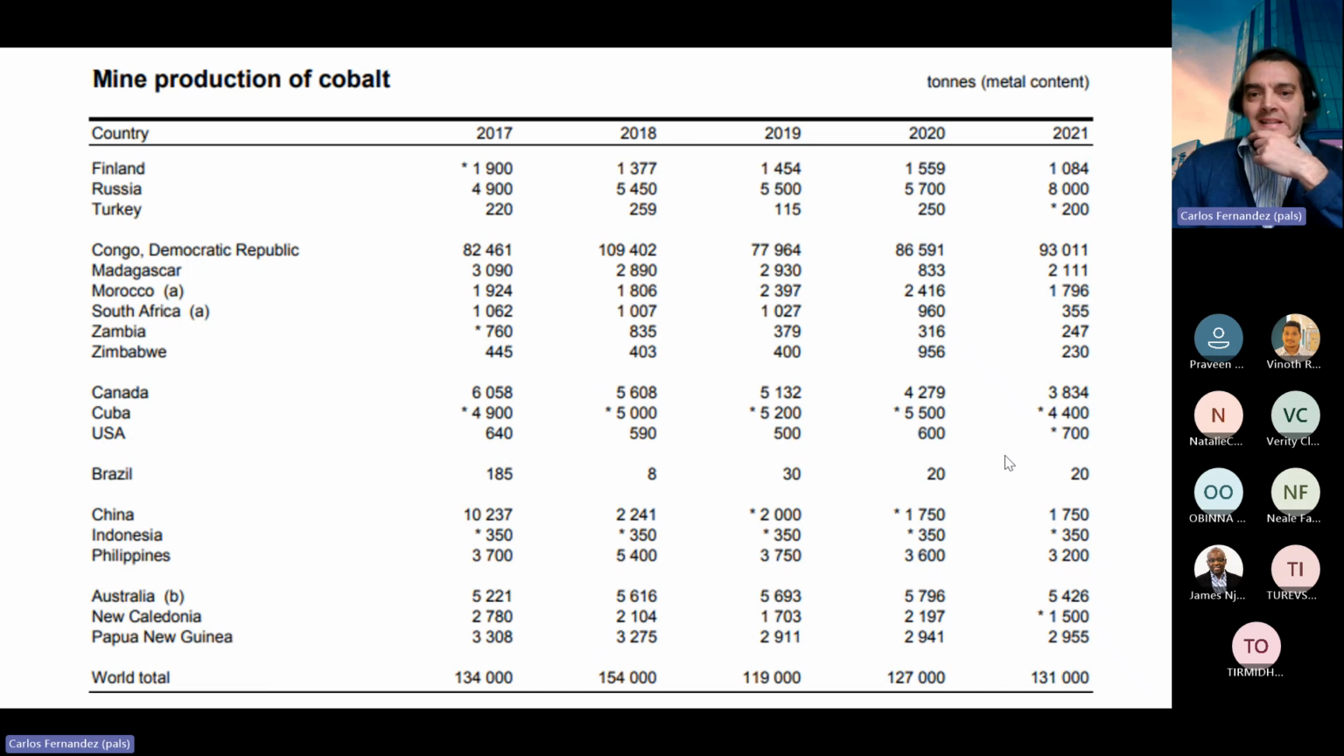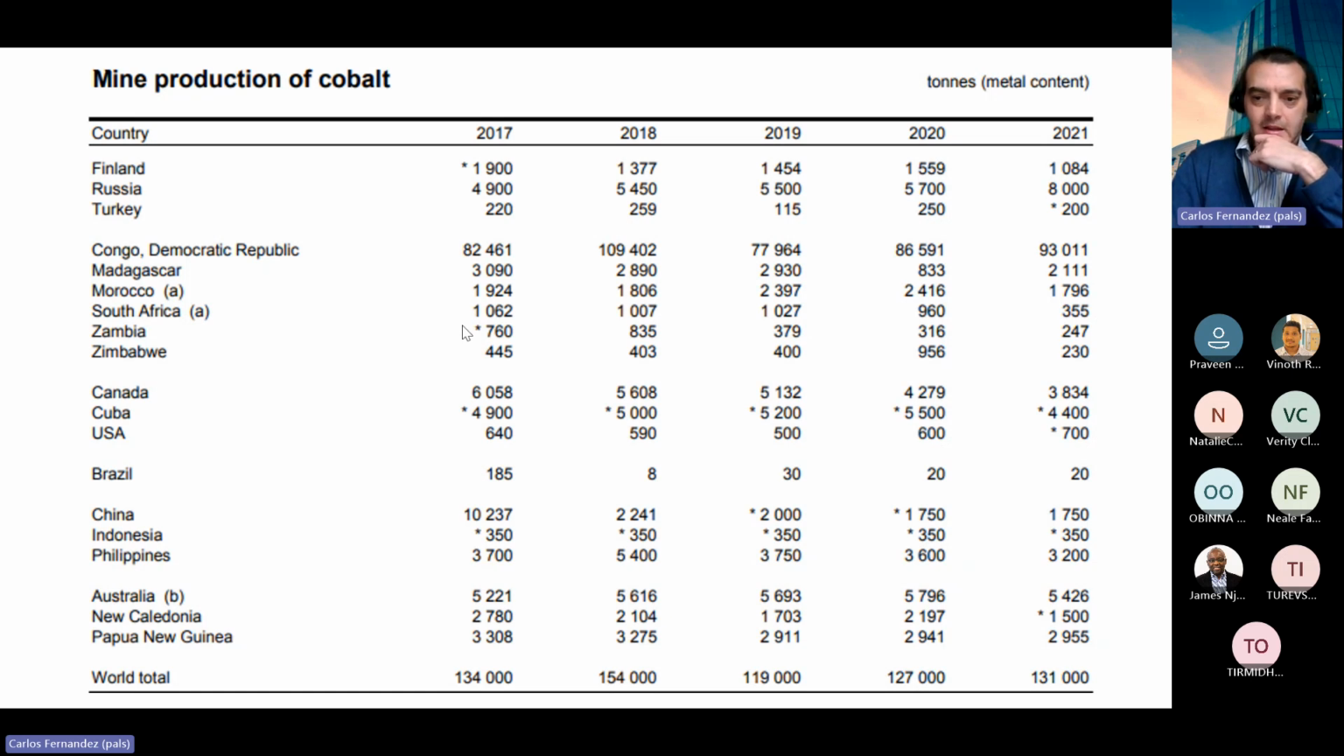So if we go to the British Geological Survey, this is a website that offers you the production of the mines of all the important materials. Unfortunately, it only has 17, 18, 19, 20, and 21. So 22 is not available yet. But we can have an idea.